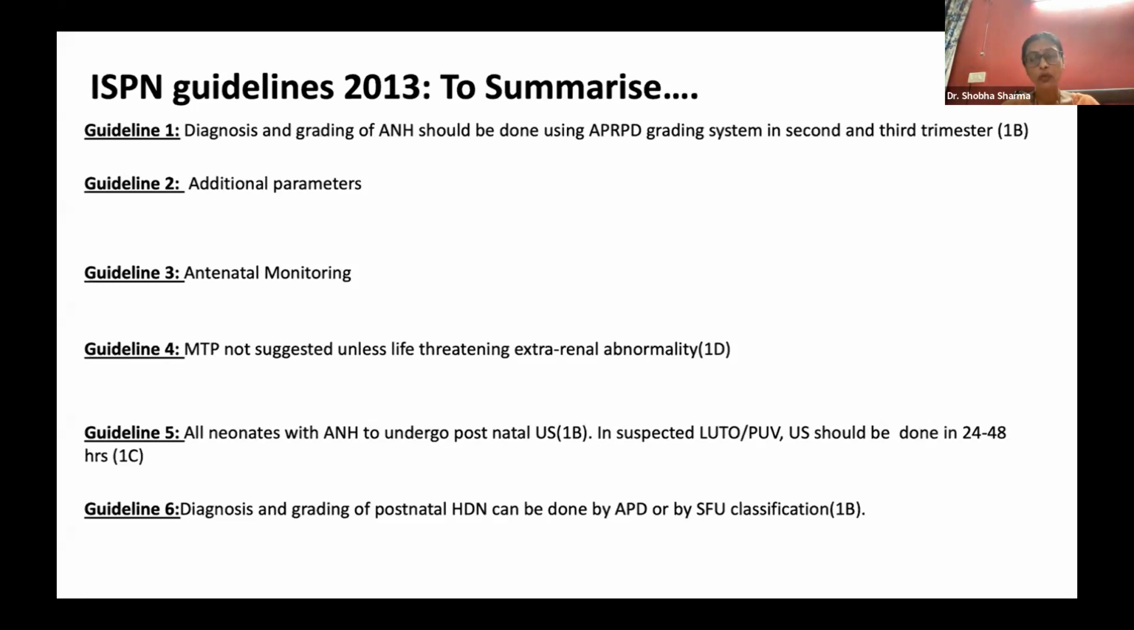MTP, here I want to highlight, is never an indication just for the presence of antenatal hydronephrosis, but is only suggested when there are other life-threatening extrarenal abnormalities. Otherwise, just for antenatal hydronephrosis, however severe, it is not indicated. Then more or less it is the same.